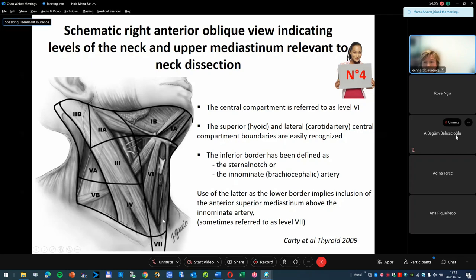But if you use the innominate brachiocephalic artery as a lower border, that implies the inclusion of the anterior superior mediastinum above the innominate artery, and this is sometimes referred to as level 7. So you can use level 7, but you must know that you are at the lower part of compartment 6, called 7.